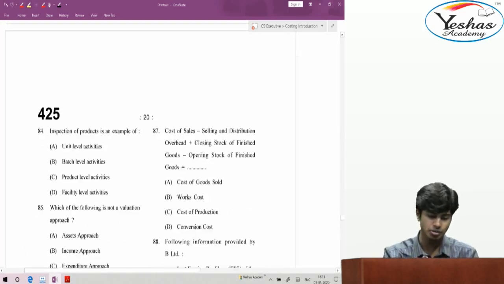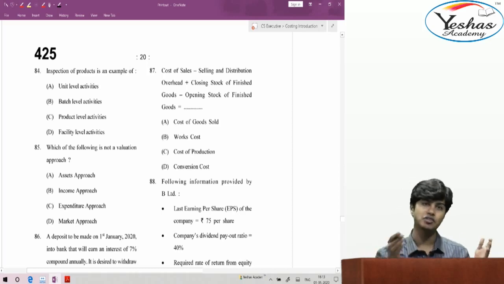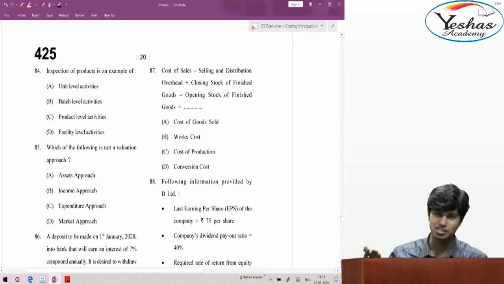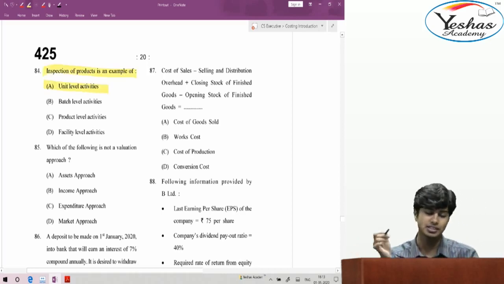Come on, let's go to question number 84. The inspection of products is an example of what? Inspection can be done at unit level of production. If it is batch level, we cannot do inspection for each item, we just see the batch as a whole. And product level is not part of this conversation. So when we say inspection of products, it's unit level activities. You get that?